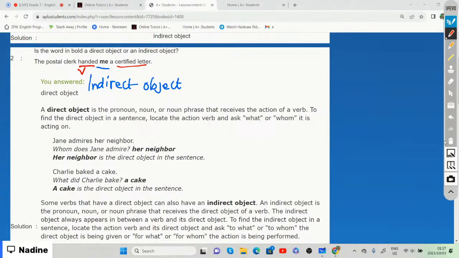Yes. So that is how you try and either locate or see the differences between a direct object as well as an indirect object. And remember, we said that if the word comes after a preposition, then it is not a direct or indirect object, because now it is a prepositional object.